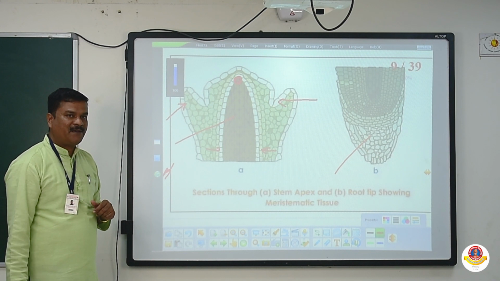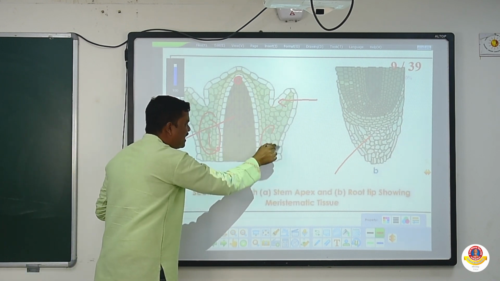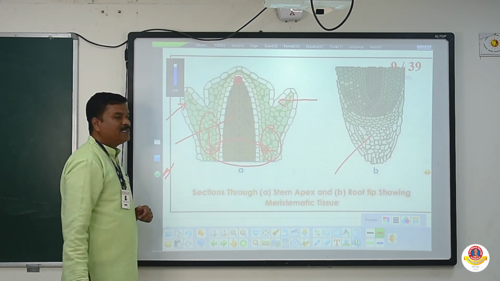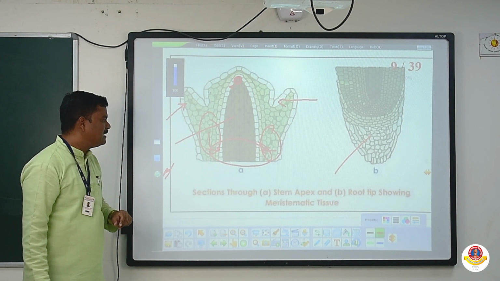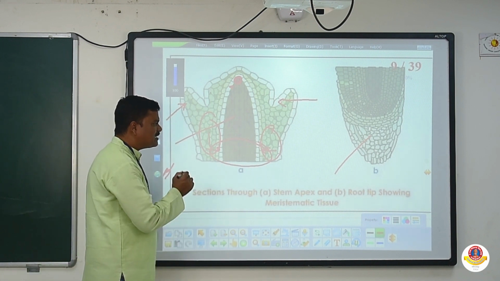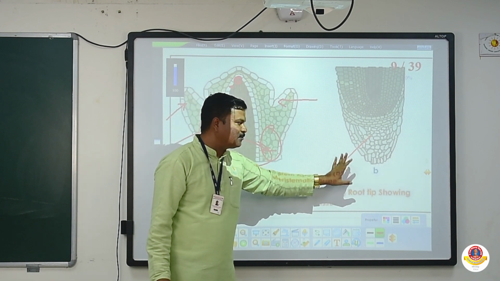The classification we have seen. So these cells lose their ability to divide and redivide and become permanent, while the apical cells remain meristematic throughout their entire life. So this is a diagram showing SAM, that is shoot apical meristem, and this is a diagram showing root apical meristem.